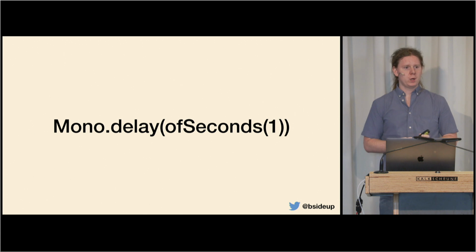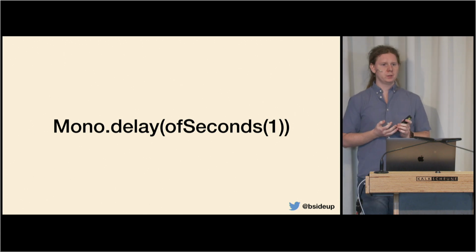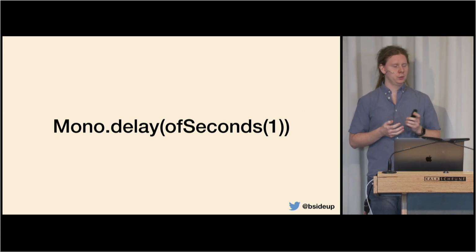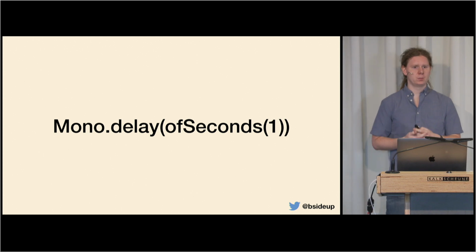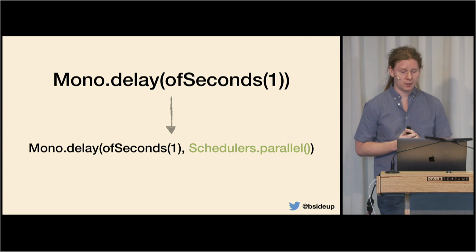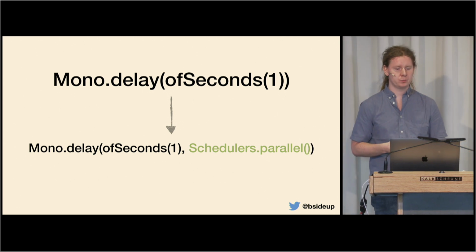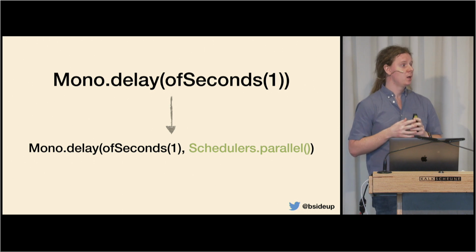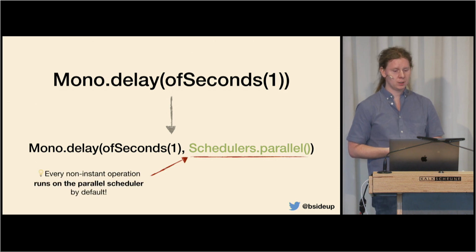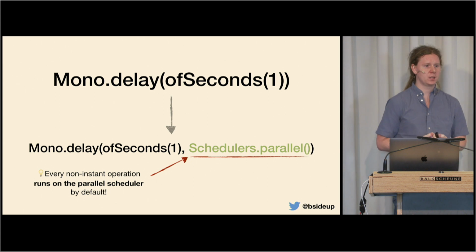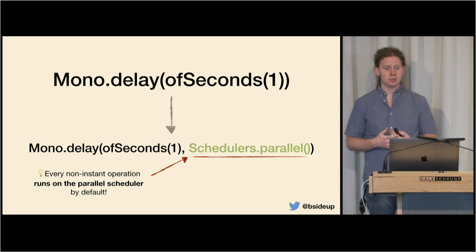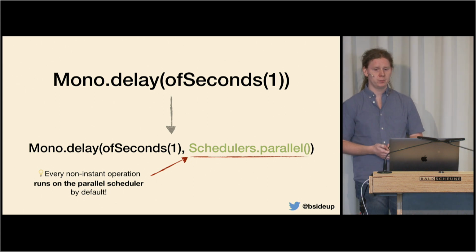If you ask which one is used when we use delays, let's say, or some asynchronous task? Parallel. It's implicitly used unless you specify some other scheduler, but most of the tasks we do, or every non-instant task we schedule, is actually scheduled on the parallel scheduler.